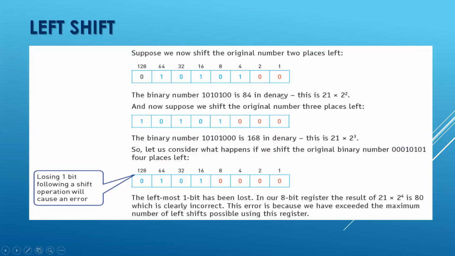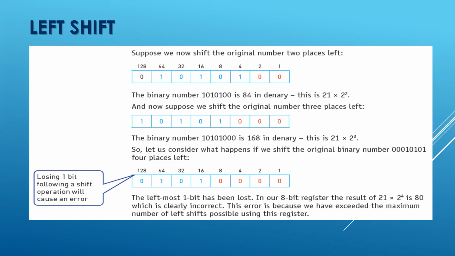Are you clear? And you can see for yourself, if you calculate, it's going to be 64 plus 16 plus 4, which is going to give you the answer as 84, which is the correct answer, because 21 multiplied by 2 to the power 2, or 21 multiplied by 4, is actually 84. Till now, your answer is correct. You can see 21 into 2, correct answer 42. 21 into 4, again correct answer 84.